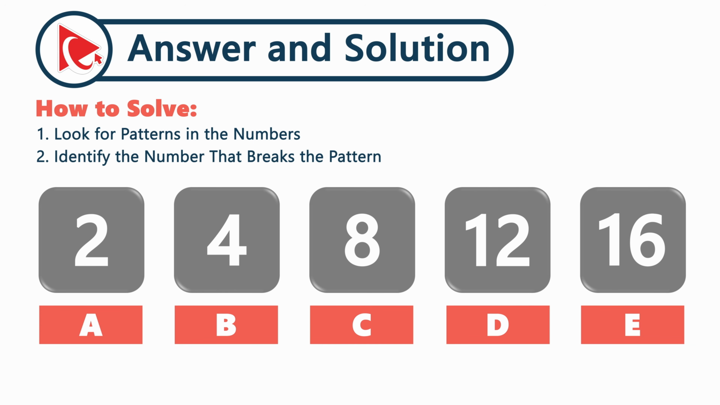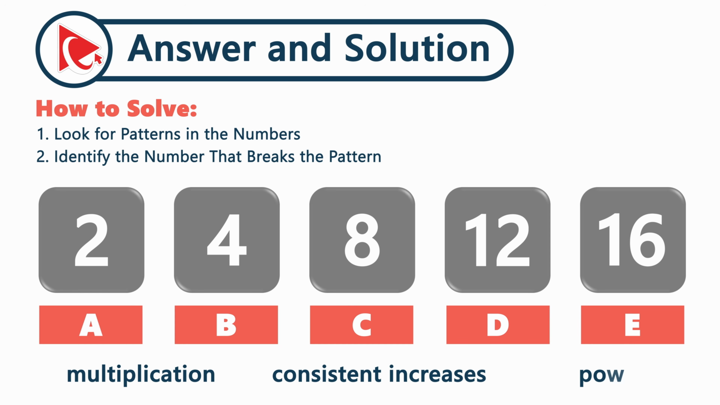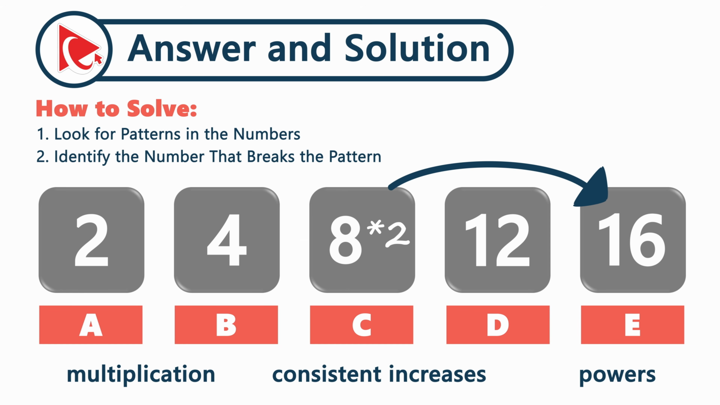Let's first examine the sequence for common mathematical patterns. What are those? Multiplication, consistent increases, or powers. If we think it's multiplication, we need to multiply it by 2. 2 multiplied by 2 is 4. 4 multiplied by 2 is 8. So far, so good, right? But it breaks here. 8 multiplied by 2 would be 16. Which might be a solution since number 12 doesn't belong, right? And the correct answer would be choice D.